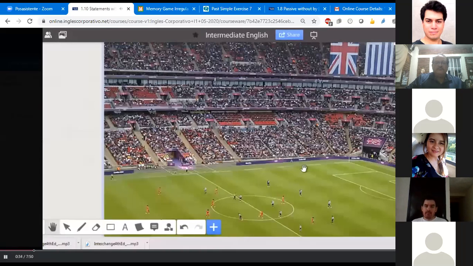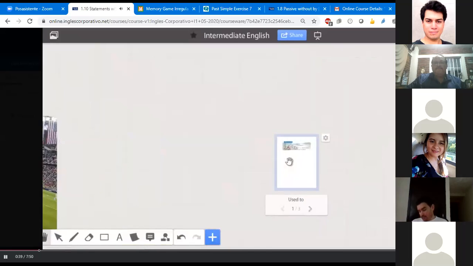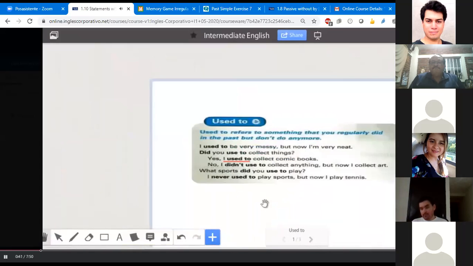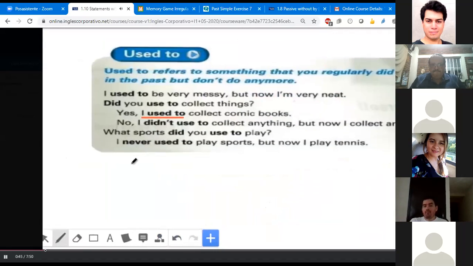Let me get started by presenting some structure. As I mentioned, what we're going to do is become familiar with the usage of used to. In this class, we're going to become familiar with making positive statements and negative statements using used to. So here are a couple of examples that we want to learn.